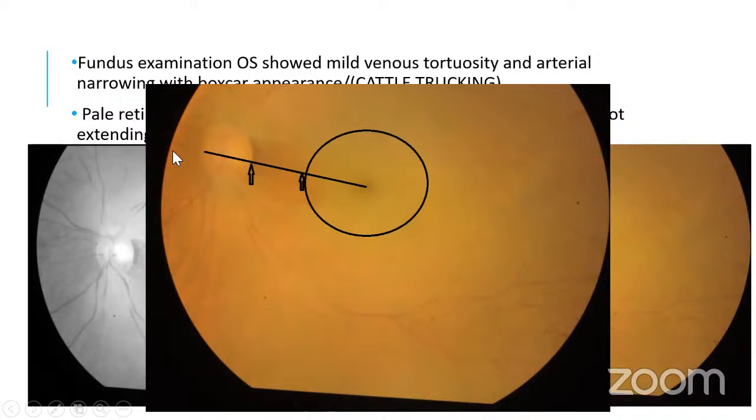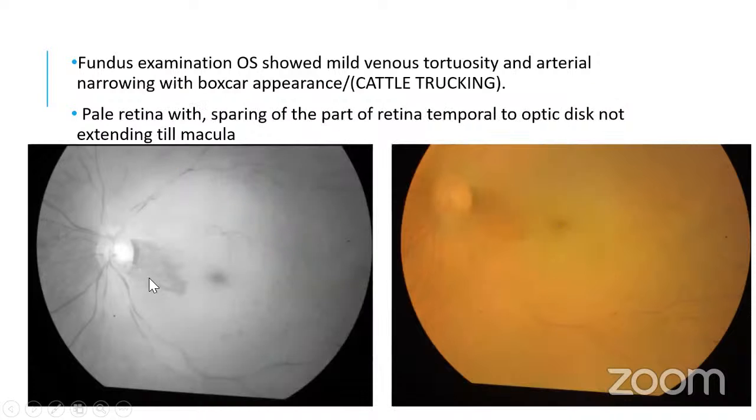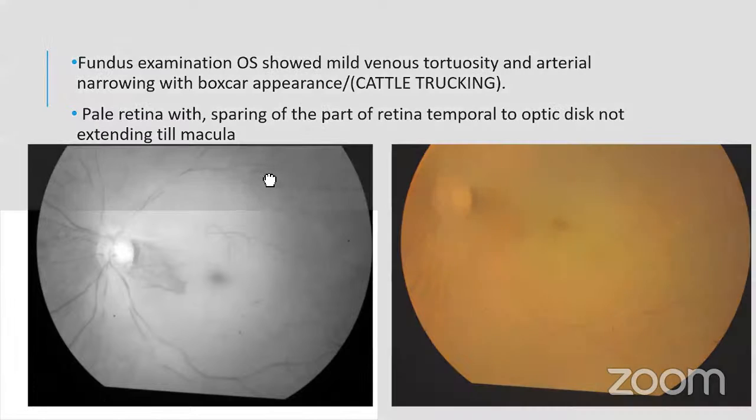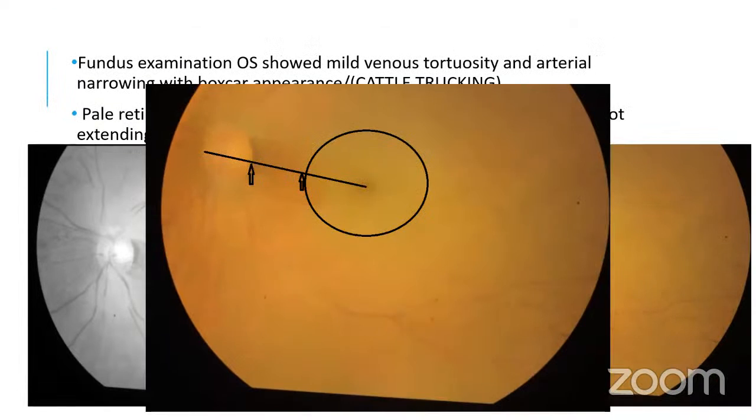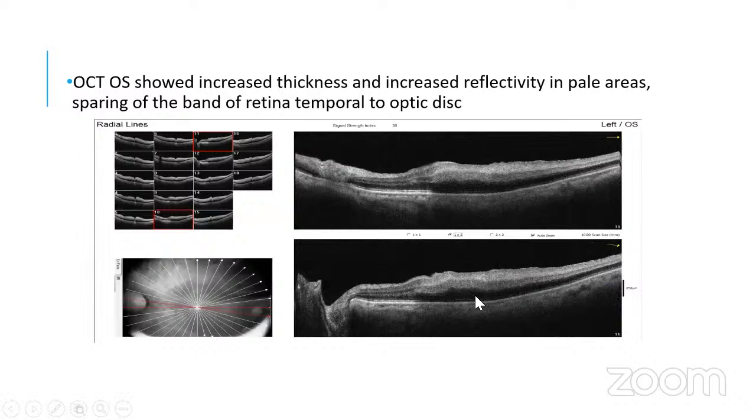Now, if I go back, over here there are 3 branches of the cilioretinal artery. I'll just zoom in. This is the first, this is the second, and this is the third. We did the OCT for the same patient, where we could see that there is retinal edema and inner retinal hyperreflectivity, and it's sparing the area which is supplied by the cilioretinal artery. So this part of the retina, which is just temporal to the optic disc, is spared.